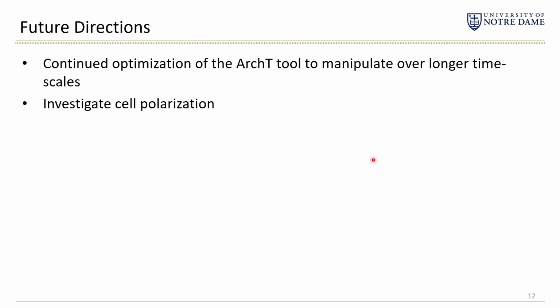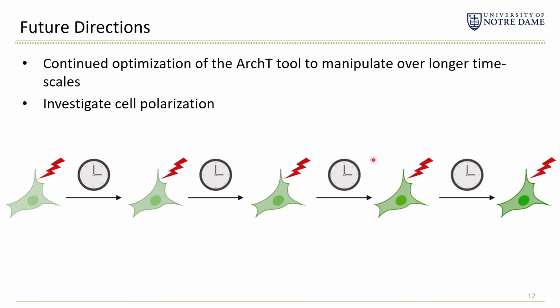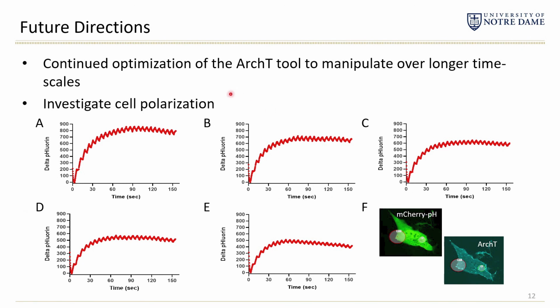In this case, we want to investigate cell polarization. This occurs over the timescale of around a half hour to an hour. And in this experimental setup, we would identify a cell of interest, stimulate ArchT, wait, stimulate ArchT, wait, stimulate ArchT, and so forth over the course of a half hour to an hour. And what we see in this data is that when we stimulate ArchT, it gives a consistent, reproducible, robust response over the course of a half hour. This shows promise in us investigating the role of increased pHi in driving single-cell polarization.